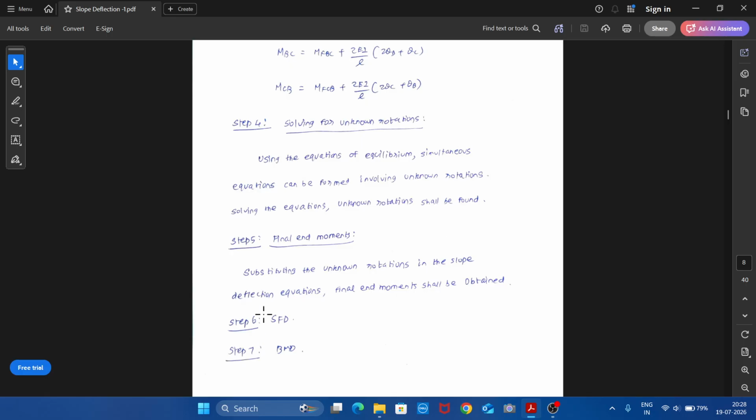Then the last step will be drawing the shear force diagram with the help of the end moments found, and drawing the bending moment diagram with the help of the end moments found. So this is the procedure to be followed for the slope deflection method, and in the next part we'll be seeing a numerical example of how to solve a 2-span continuous beam by the slope deflection method.